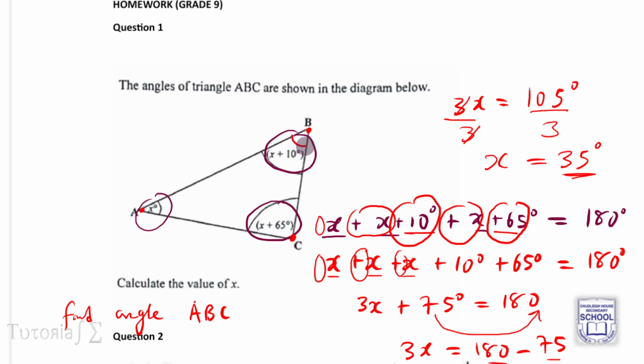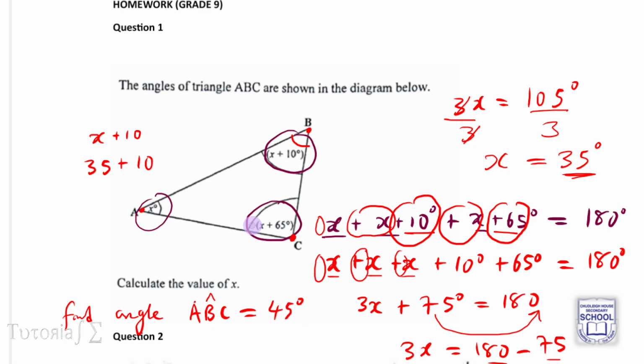So the angle that we're looking for is this. So the angle that you look for is at the turning point. So the turning point is B. So here, for us to find this angle, the angle is X plus 10 degrees. So our X is 35. So it'll be 35 plus 10 degrees, which will give us 45. So ABC would be equal to 45 degrees.